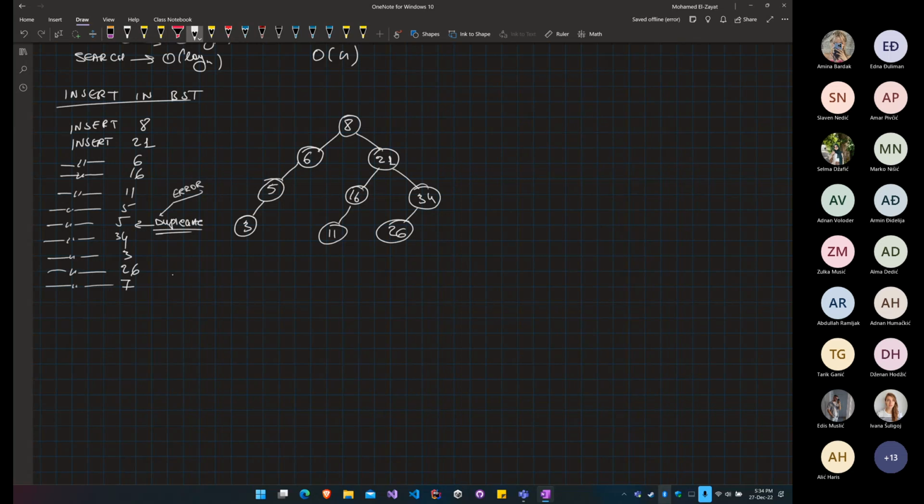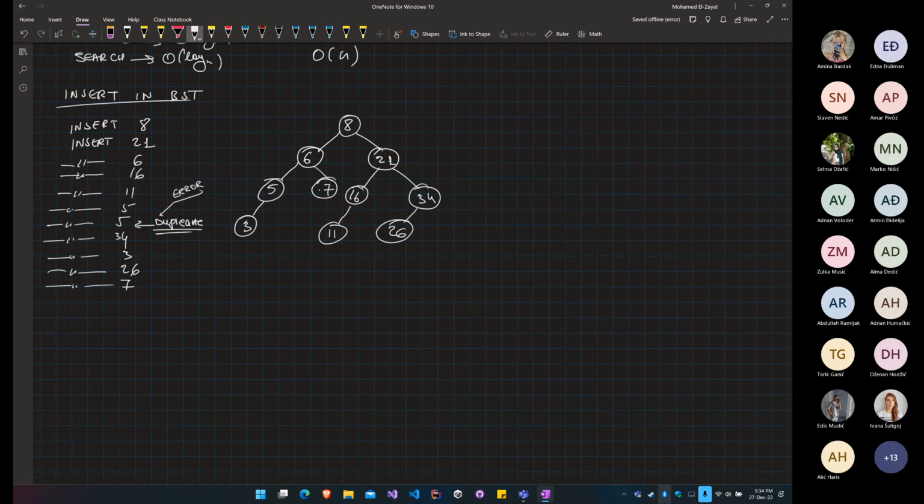I will not actually carry on anymore. You already get the idea. So we'd like to insert 7. 7 is less than 8, so we'll go here. However, it's larger than 6, it will go here. Okay? So this is how you would actually construct a BST.